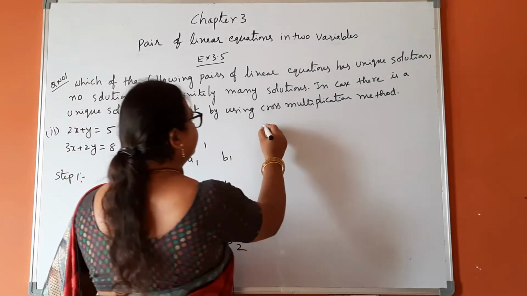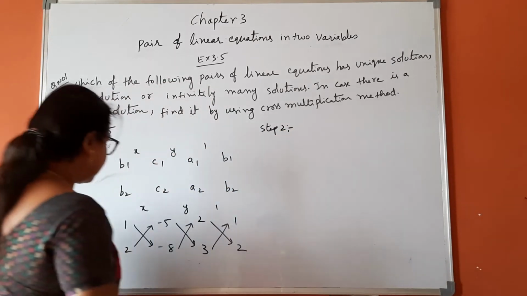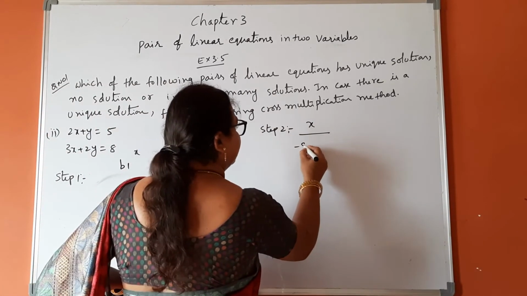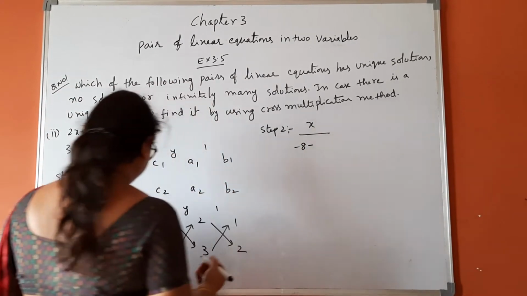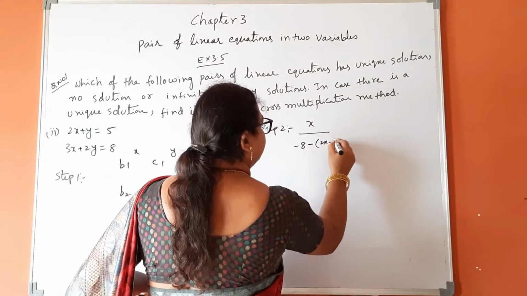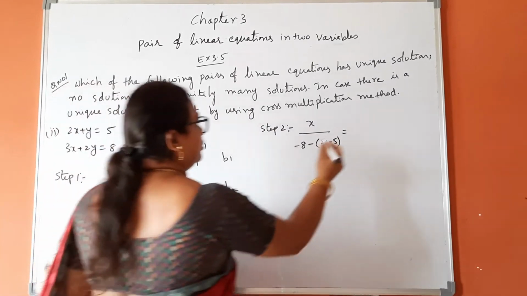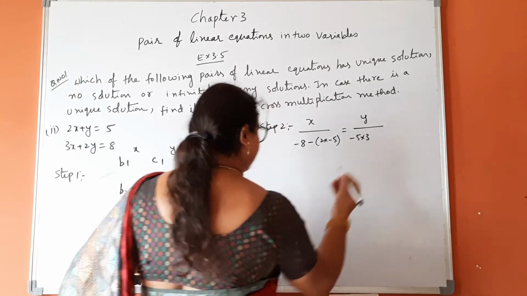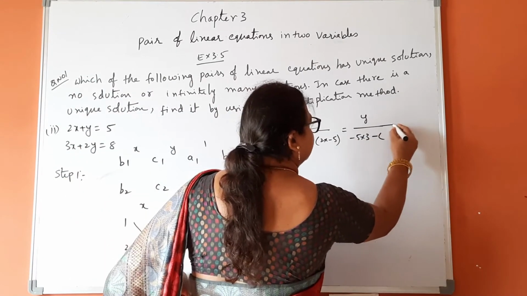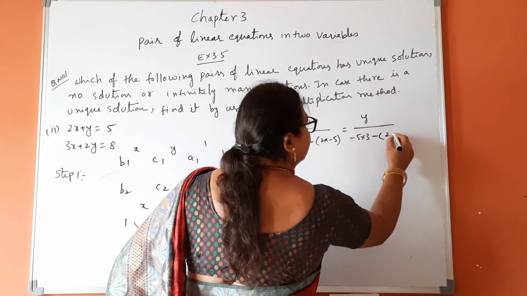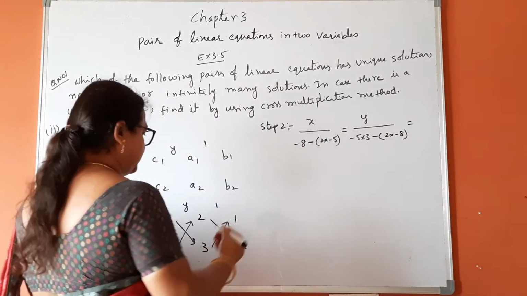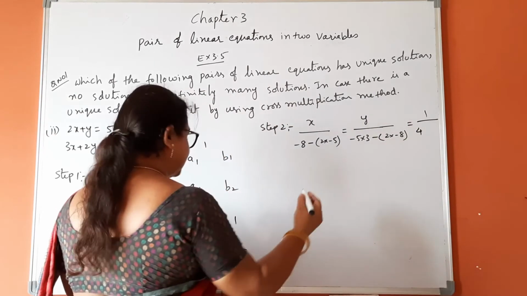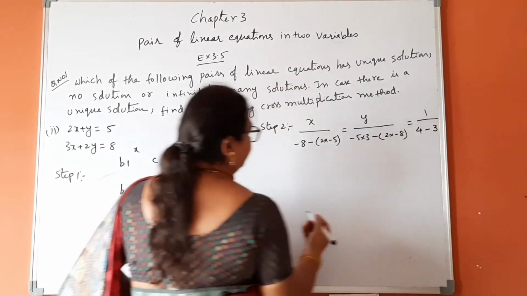Now step 2. x by 1 into minus 8 minus 2 into minus 5 is equal to y by minus 5 into 3 minus 2 into minus 8, that is equal to 1 by 2 into 2 minus 3 into 1.